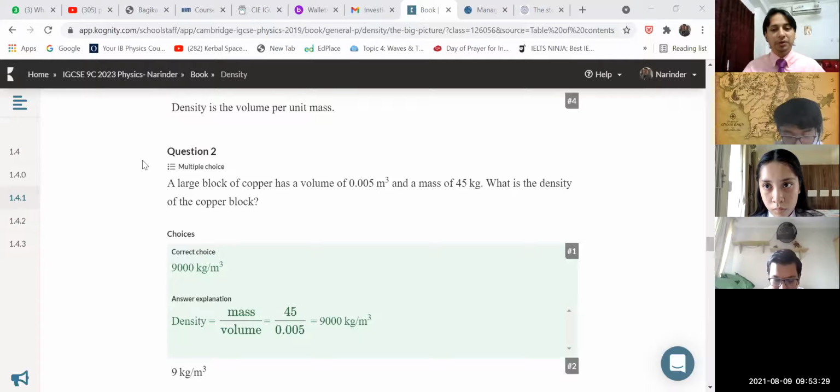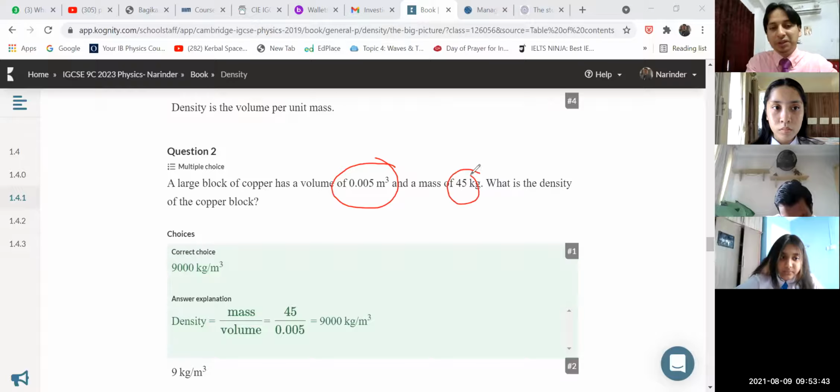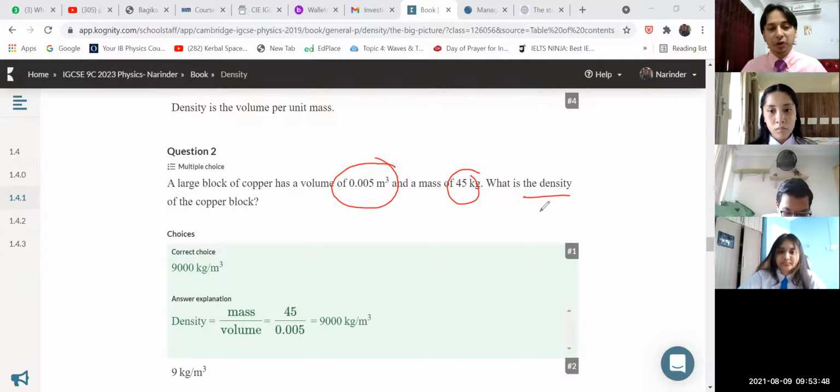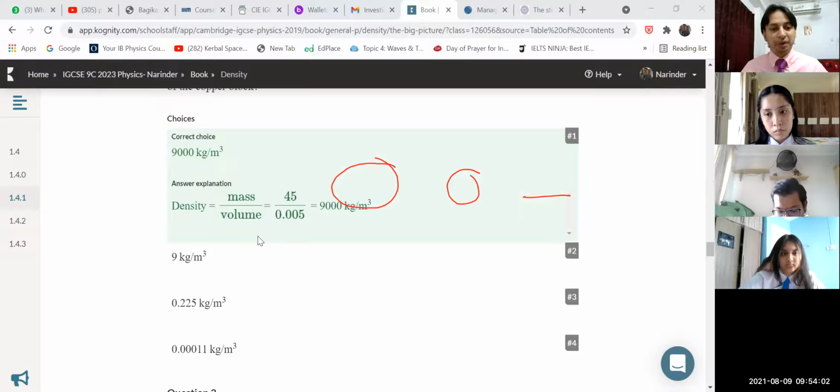In the second question, children, you try this question. We have a block of copper and its volume is given in meter cube. Mass is also given. What is the density of the block? Please find your answer and then compare your answer with the options given here, children. The first option is that density is 9,000, and the second option is 9 kilogram per meter cube. The third one is 0.225 and the fourth one is 0.00011. Please find out your answer.